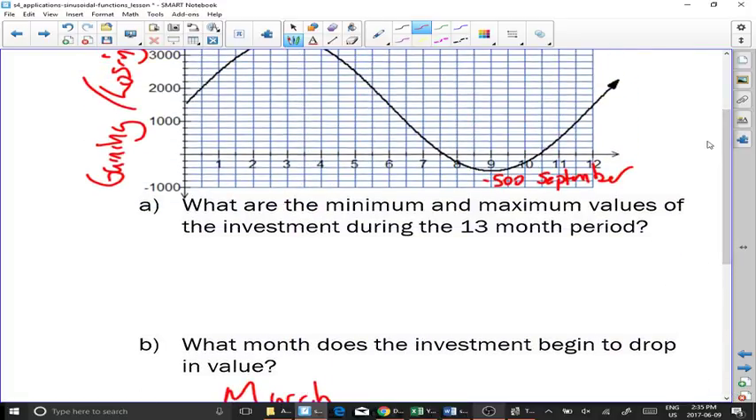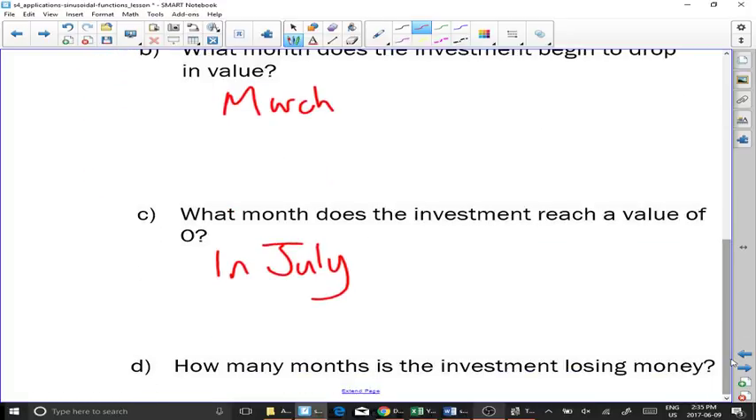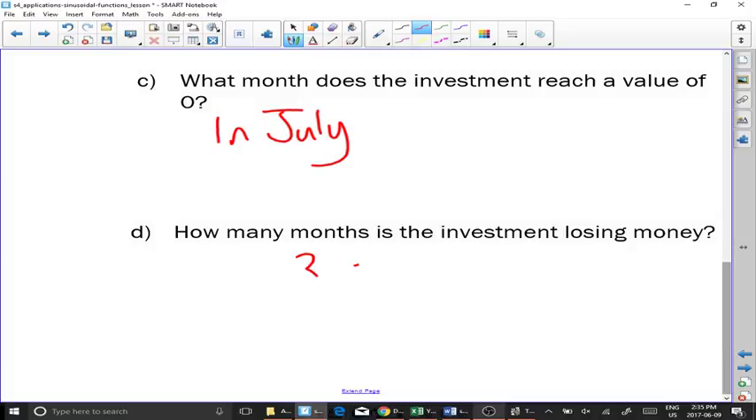Well, the investment is losing money, if we look at it that way, between here and here, which is how many months? Between 7.5 and 10.5, it's 3 months. Or, yes, 3 months. That's why I said I will probably rejig this question for next time. But that's how we go about and do that.